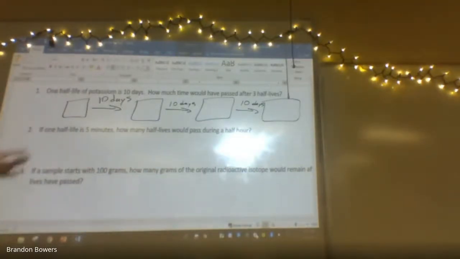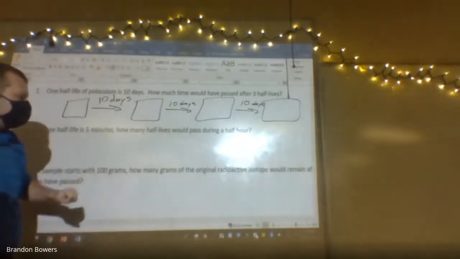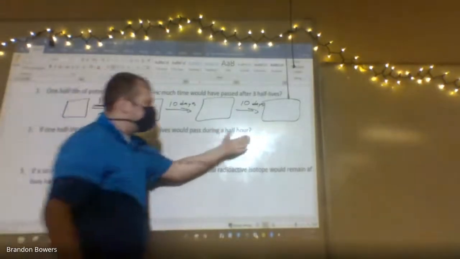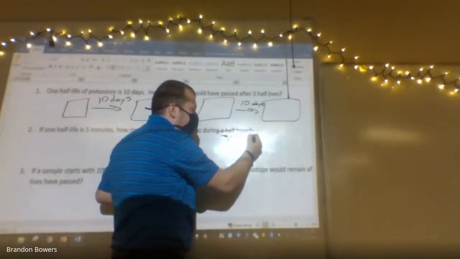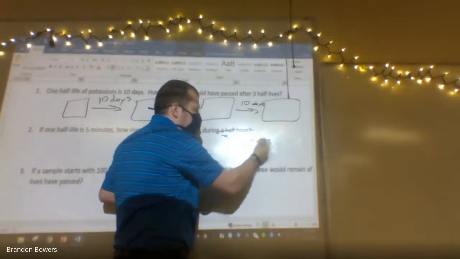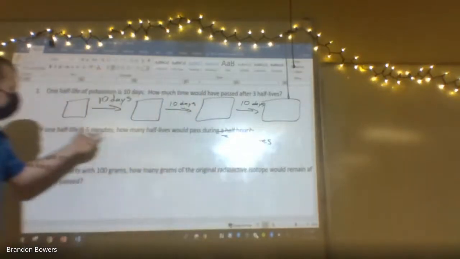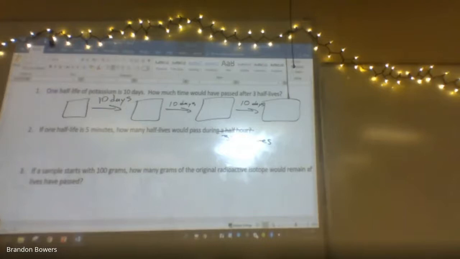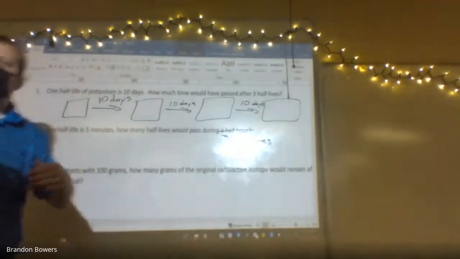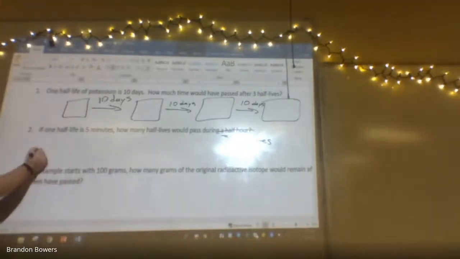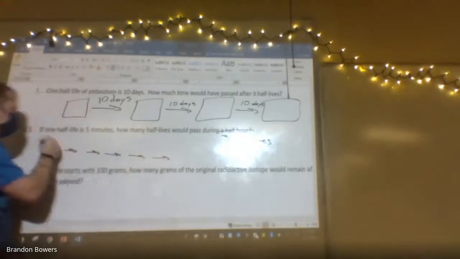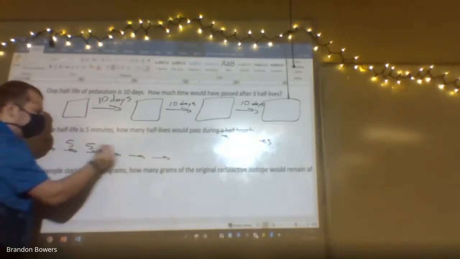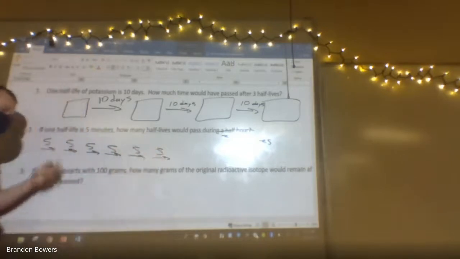If one half-life is 5 minutes, how many half-lives would be in a half hour, or 30 minutes? How many half-lives would we have? How'd you get that? 30 divided by 5, right? So if we had 1, 2, 3, 4, 5, 6, and each one was 5 minutes, you got 30.